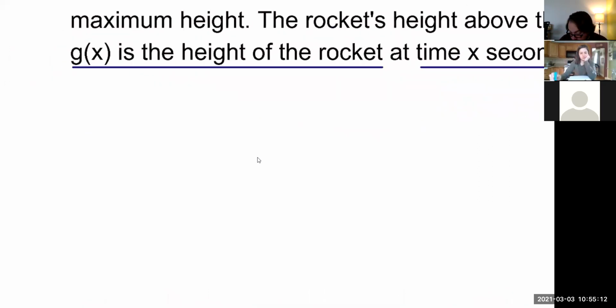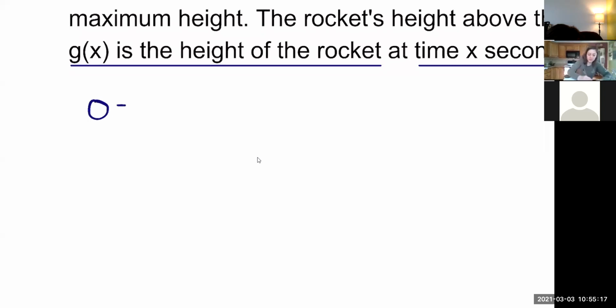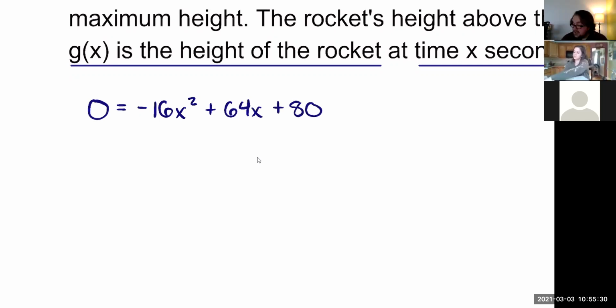Come over here and write this down. So I will have 0 equals negative 16x squared plus 64x plus 80. And again, I was able to replace the g of x with a 0 based off of the context clues of the question itself. The moment it hits the lake, its height is now 0. I need to know when. How long was it in the air, and at what time did it hit the lake?